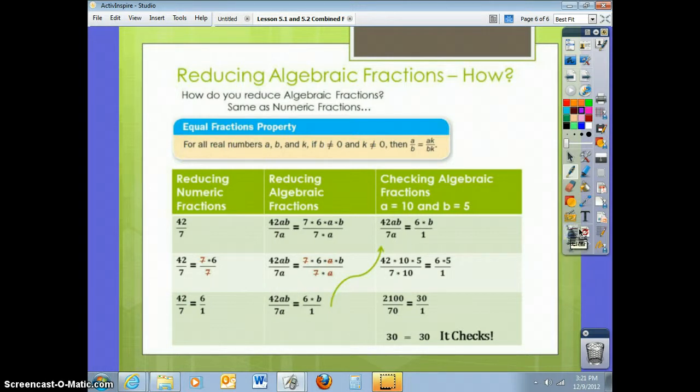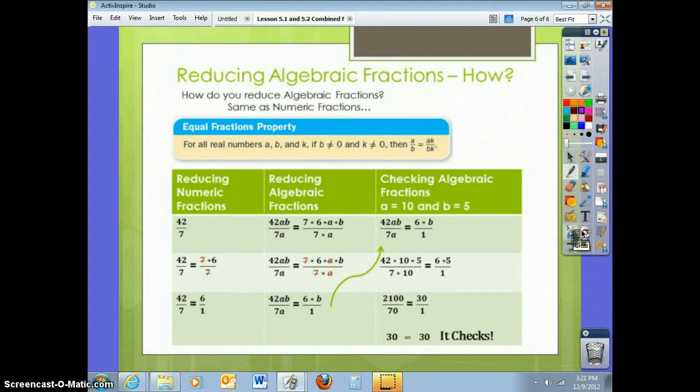So let's check that. Let's take our original fraction and our reduced fraction and put numbers into a and b and see if both sides are equal to each other. So the numbers we're going to put in are 10 and 5 because they're easy to work with. So if we put in a equals 10 and b equals 5, we get 42 times 10 times 5 over 7 times 10 on the left side. And we get 6 times 5 over 1 on the right side.